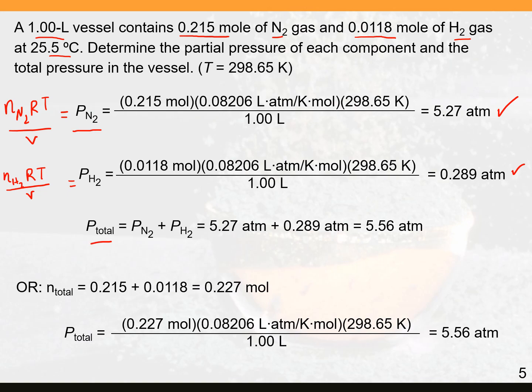The total pressure, according to Dalton's law of partial pressures, is equal to the sum of the partial pressures. That comes out to be 5.56 atmospheres. Now, if you were only interested in the total pressure, you could have first calculated the total number of moles by adding the given number of moles, and then using the ideal gas law for the entire mixture, using the total number of moles, nRT over V. It will give us 5.56 atmospheres directly. So you can apply the ideal gas law individually or to the total of the mixture.